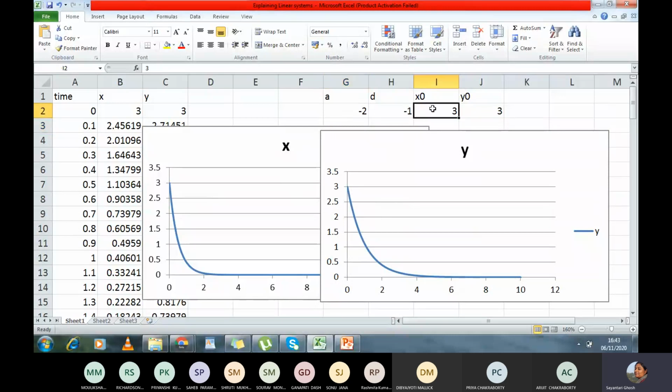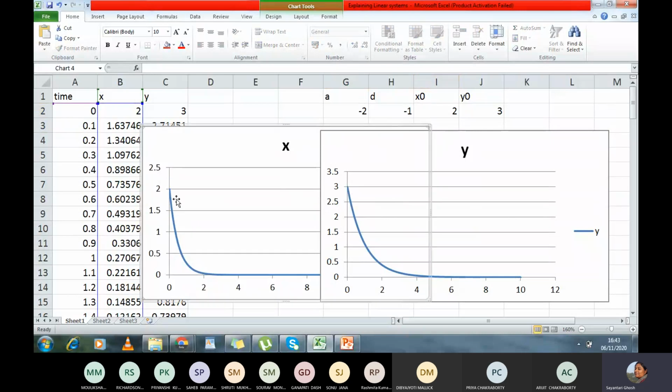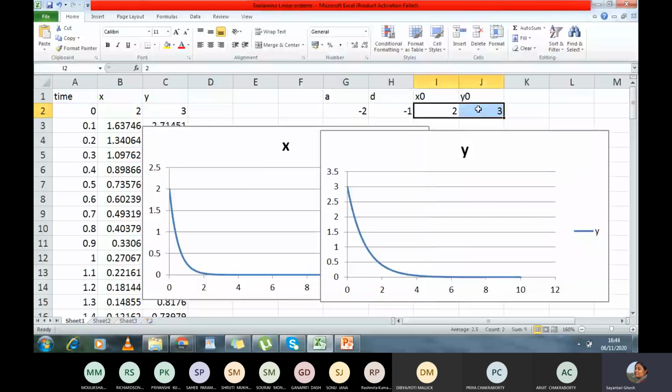If I change x0 to 2, then the graph will start from 2. Fine. So this way, I can start from any point on my xy plane, right? I can start from any point. This pair 2, 3 actually indicates the point from which you start. Okay, and this is the way your x and y are changing with time.